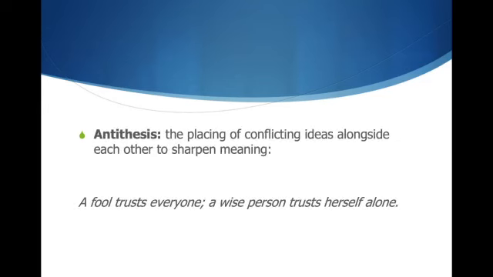The antithesis in figures of speech would be placing of conflicting ideas alongside each other in order to sharpen their meaning. A fool trusts everyone. A wise person trusts herself alone. So we have these conflicting ideas where we want to talk about a fool and who they trust and a wise person and who they trust. Because here we're trying to gather some or inform somebody in order to gather wisdom.